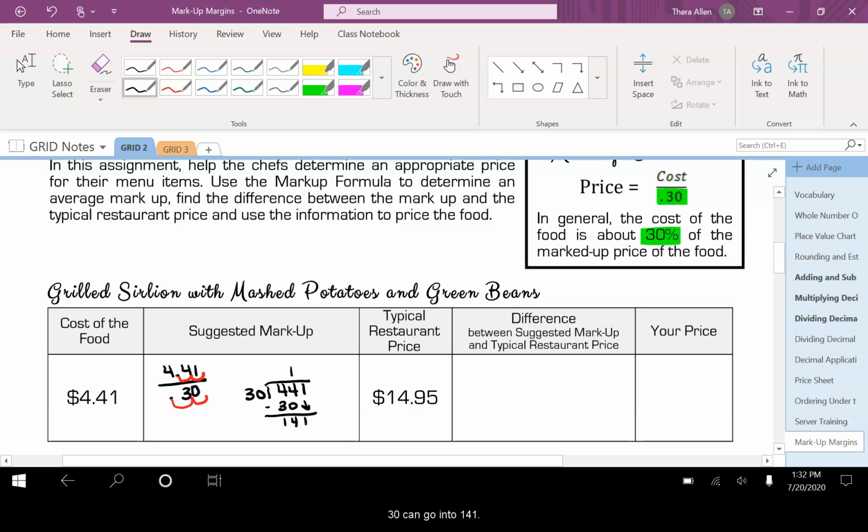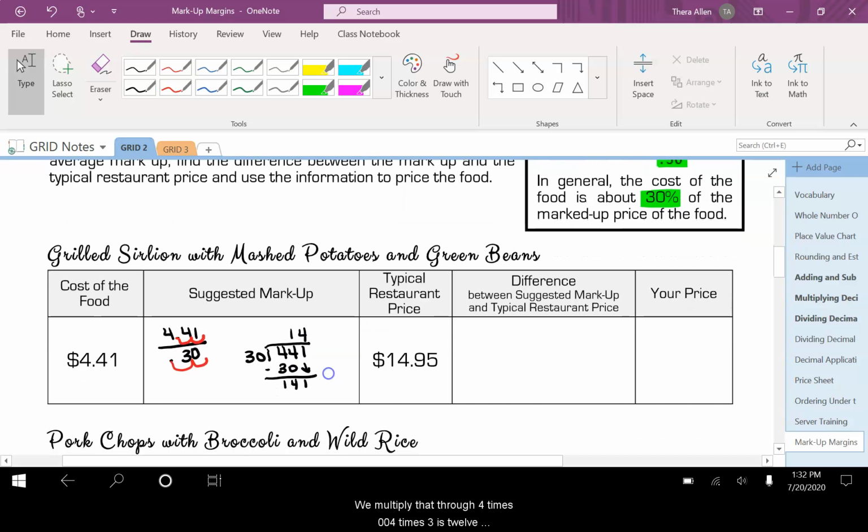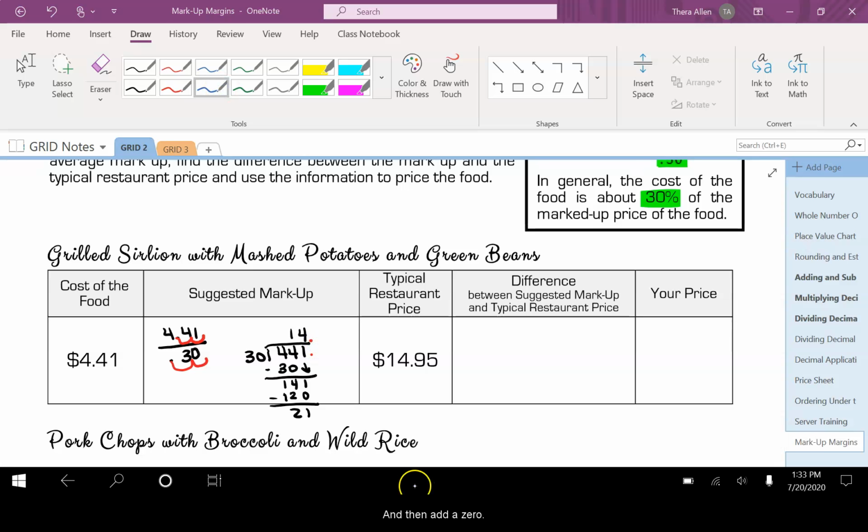141. 30 can go into 141 about 4 times. We multiply that through. 4 times 0 is 0. 4 times 3 is 12. And we subtract, and we're left with 21. Now remember how I showed you to add a decimal, bring it up, and then add a 0 and move it down. Now how many times can 30 go into 210? Well, it can go 7 times. And 30 times 7 is 210, and we get 0.